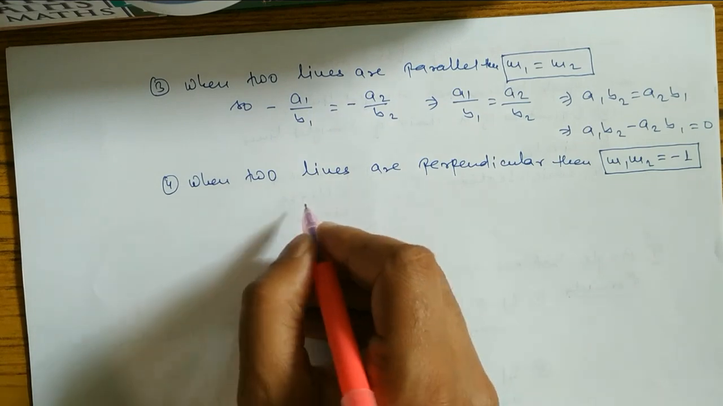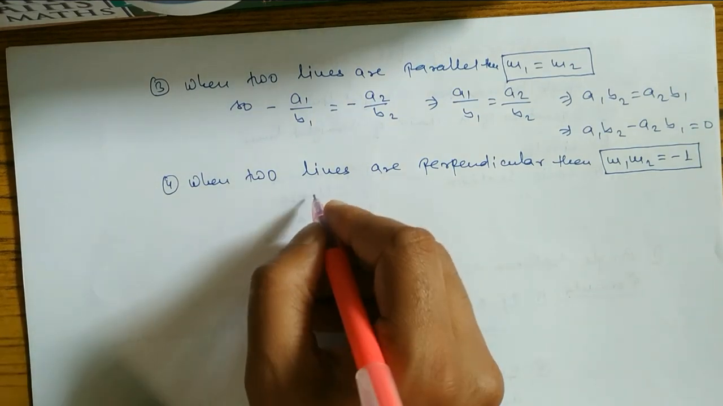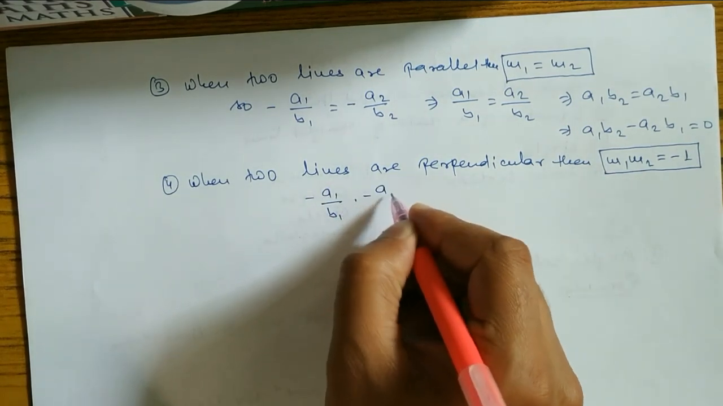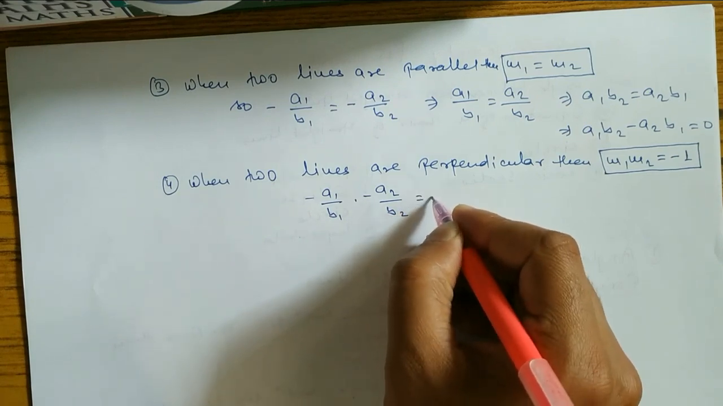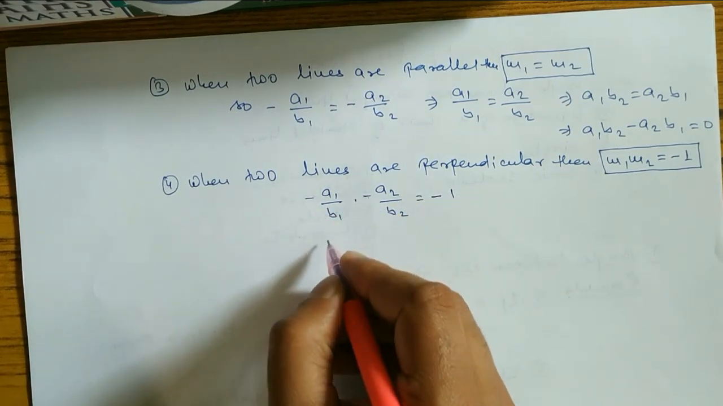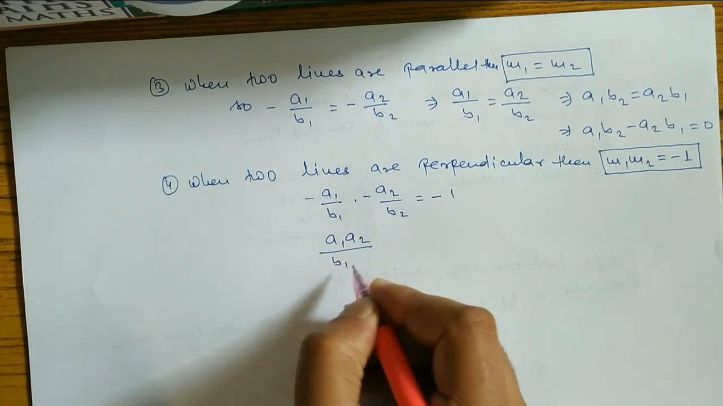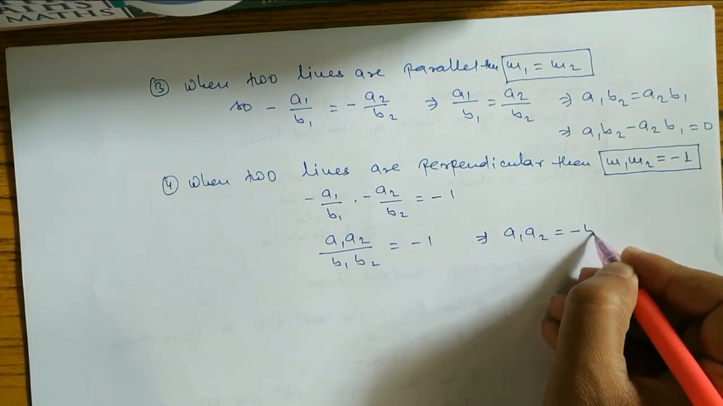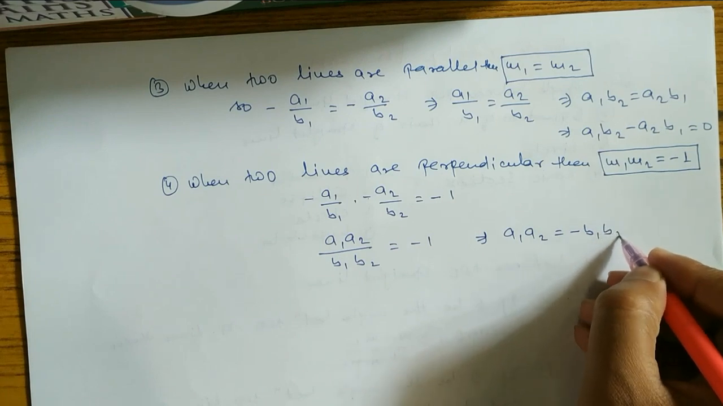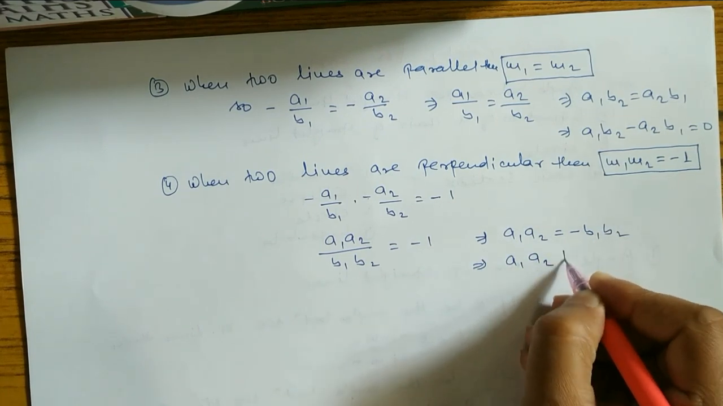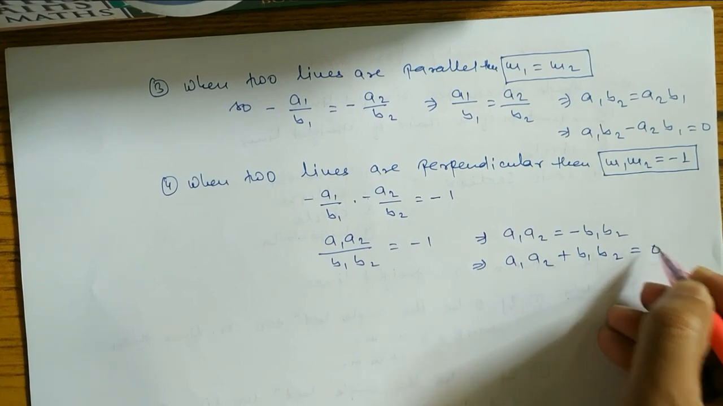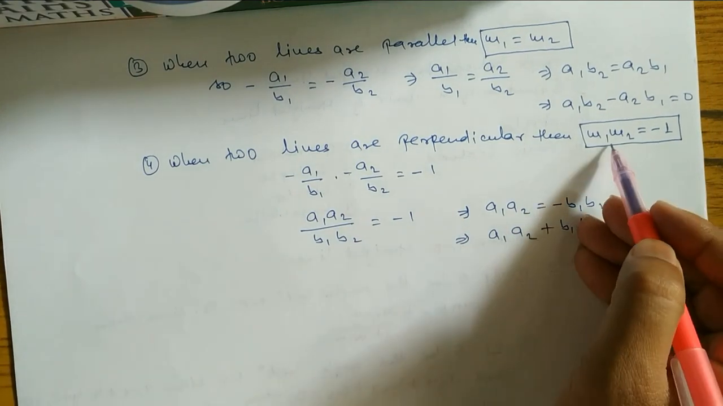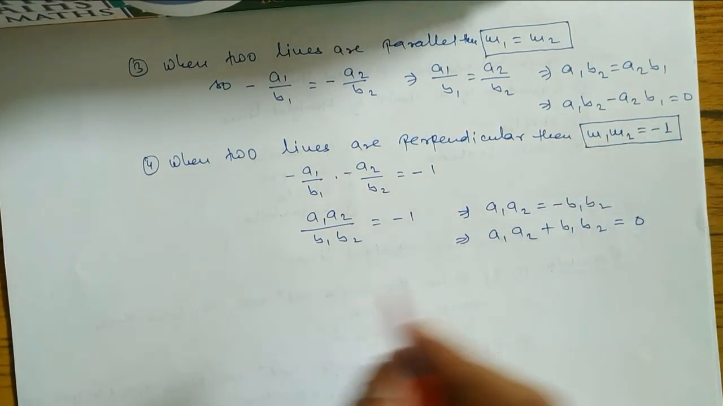If you take the previous number 2 condition, then m1 is equal to minus a1 by b1, m2 is equal to minus a2 by b2, and the product is equal to minus 1. Minus minus plus, we can write a1 a2 by b1 b2 is equal to minus 1. Cross multiplying, a1 a2 is equal to minus b1 b2, or you can write a1 a2 plus b1 b2 is equal to 0. In number 4, you have to remember this only: if perpendicular, then m1 m2 is equal to minus 1.